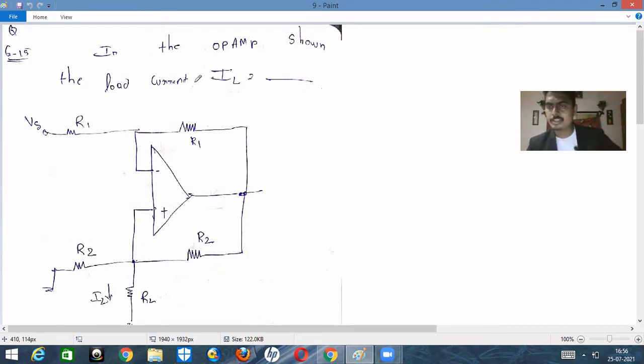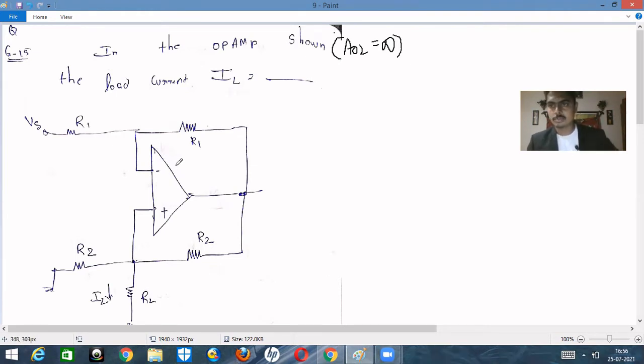First of all, pause the video, note this problem and solve it, and then see my solution. So in the operational amplifier shown, the load current IL is dash. Since there is no information given about gain, by default we will consider open loop gain as infinite. That means we will assume the operational amplifier is ideal. You can see here both negative feedback and positive feedback are connected. Remember one point: when both negative and positive feedbacks are connected, the negative feedback will be dominant.